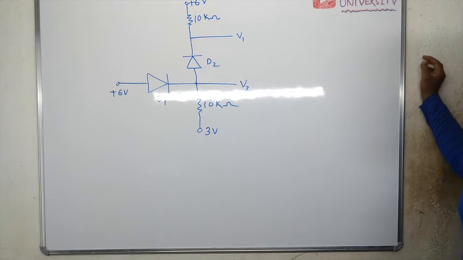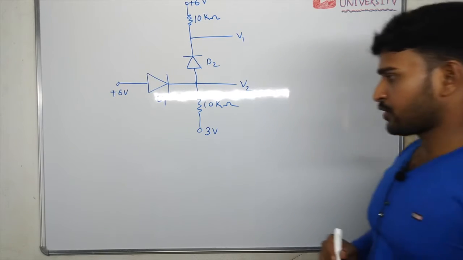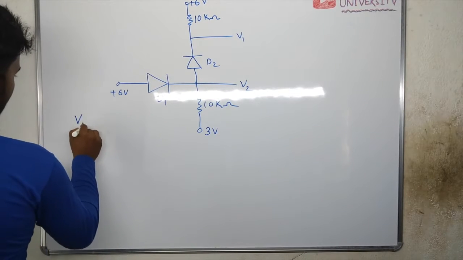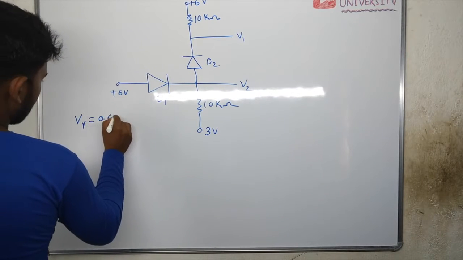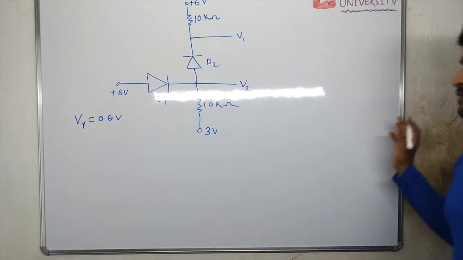First, draw the circuit. Now, consider the cut-in voltage of the diode is V gamma equal to 0.6 volt. Assume the cut-in voltage of the diode is 0.6 volt.